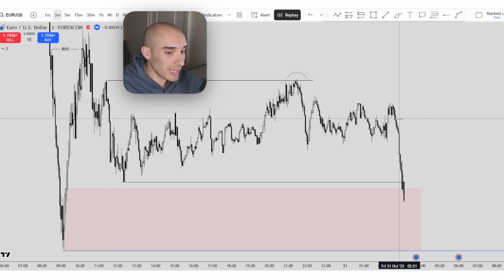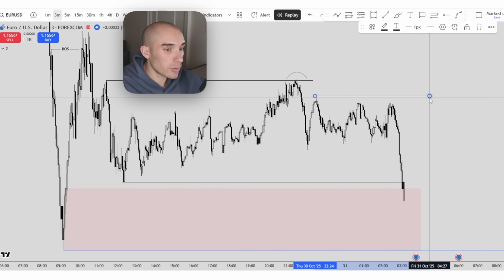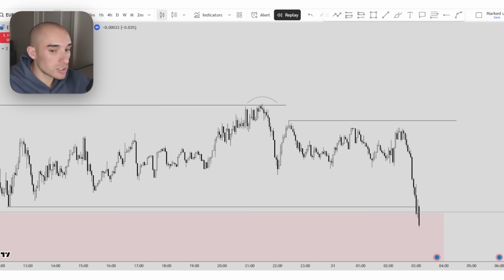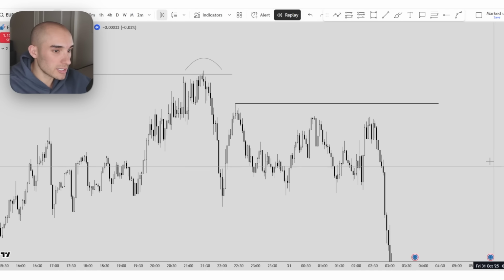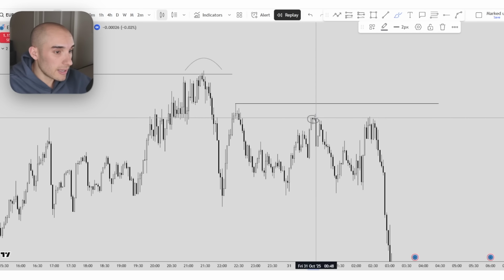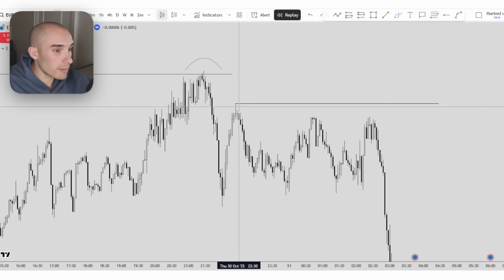Before having this big sell-off to the downside, what did we do? We simply built liquidity at this high. Now, we're going to zoom in and identify why there's liquidity at this high. And again, this is very simple, guys. I don't want you to overcomplicate this, but check this out. This high respected this high. What do I mean by that?